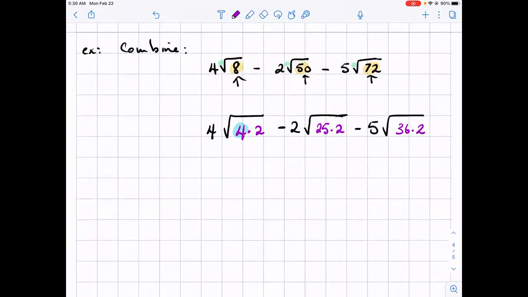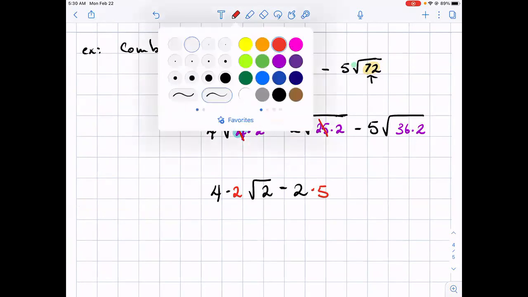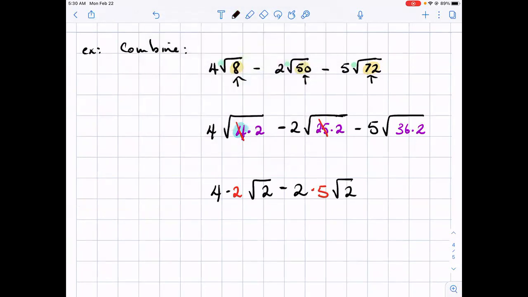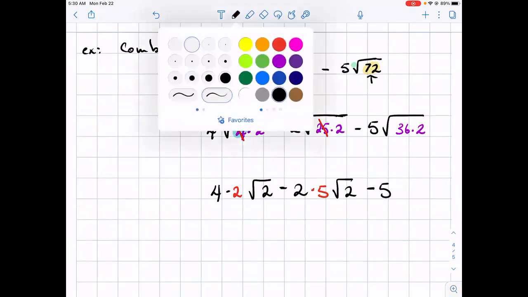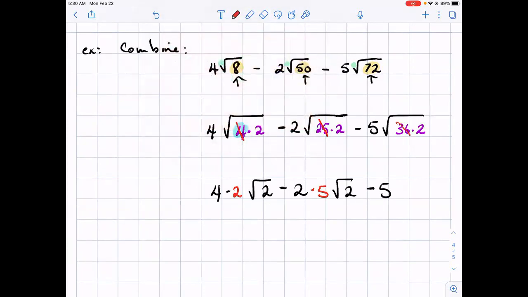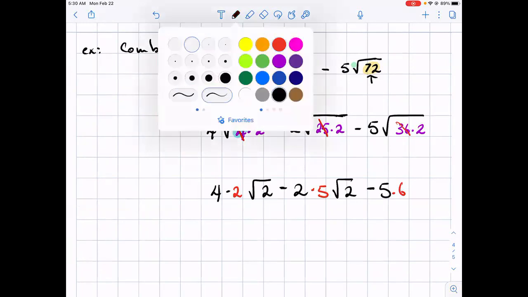So now the 4 from the first term will be extracted out. So we have 4 times, this 4 here, the square root of 4, when you take it out, becomes 2. So you're left with root 2. Minus 2, this 25 here, when you take the square root out, becomes 5, and what is left is root 2. Minus 5, this 36, when you take it out, becomes times 6, and what is left is root 2.